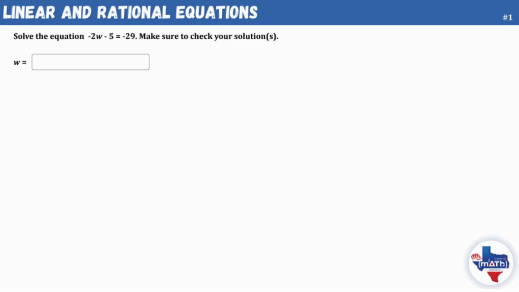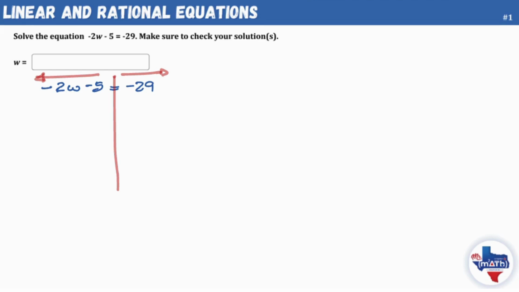Okay, so we have to solve this equation that says negative 2w minus 5 equals negative 29. Before we start, remember we're solving for w. That's our goal, to understand w is equal to what. So we're going to identify a left side and also a right side of the equation. The equal sign will separate this left and right side.